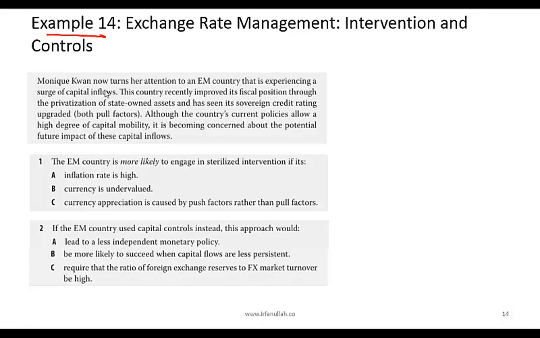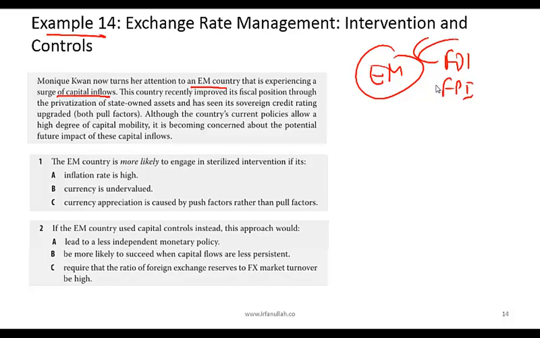We now move to example 14, and Monique Kwan turns her attention to an EM country that is experiencing a surge of capital inflows. Is this a good thing or a bad thing? Again, that depends. If you have an emerging market country and there is a surge of capital inflows, that seems good. Why? Because money is flowing into the country. Maybe this is foreign direct investments, or it might be foreign portfolio investments. So this is good. But the challenge is that this money also might leave very quickly. If the money leaves very fast, then that can create issues.